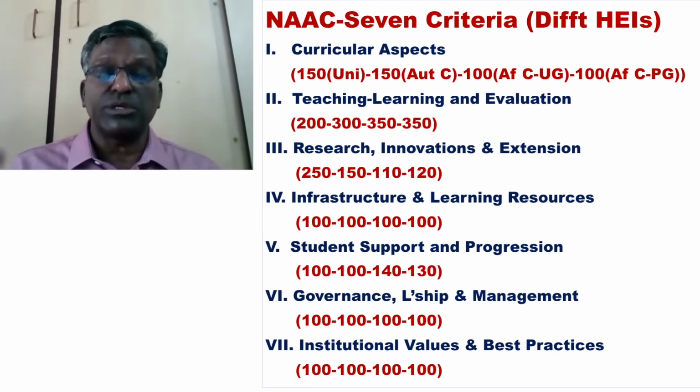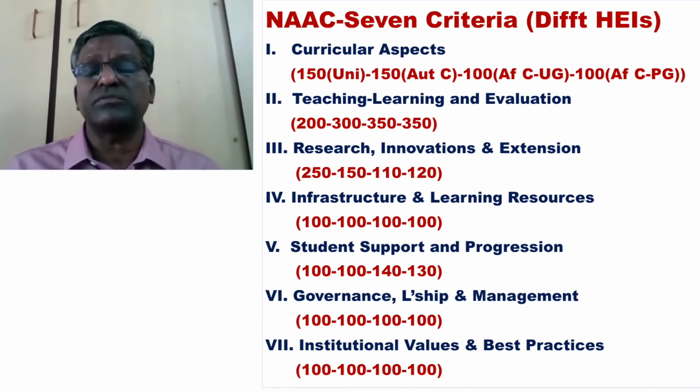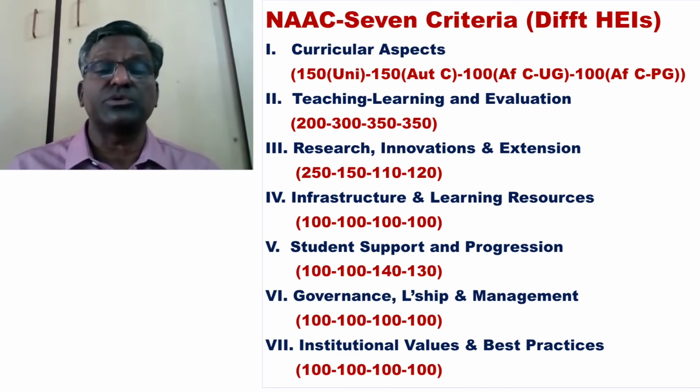And when we talk about the weightage, we realize that the same weightage is not given to all the 4 kinds of institutions. And what are the 4 kinds of institutions? We have universities, we have autonomous colleges, we have affiliated colleges which offer only UG programs, and we have affiliated colleges which offer PG programs, both UG and PG.